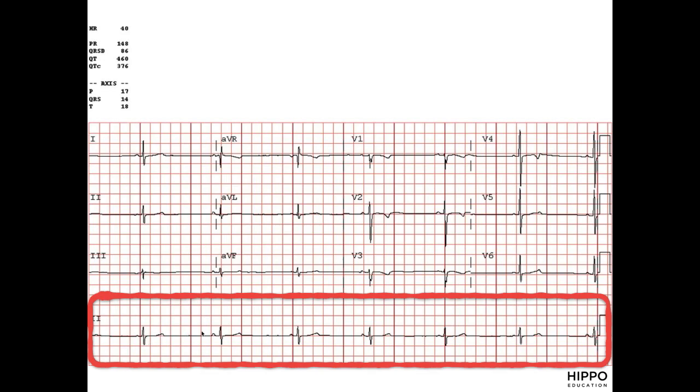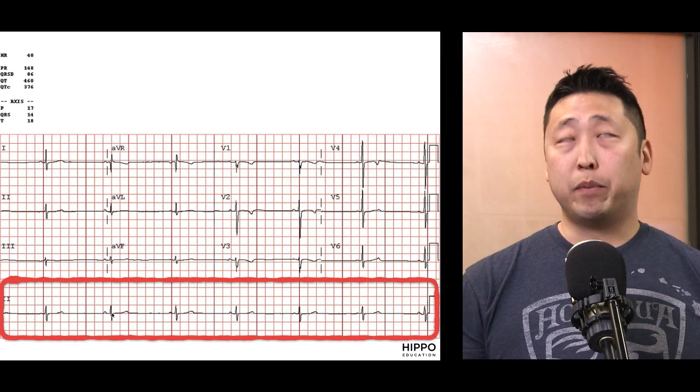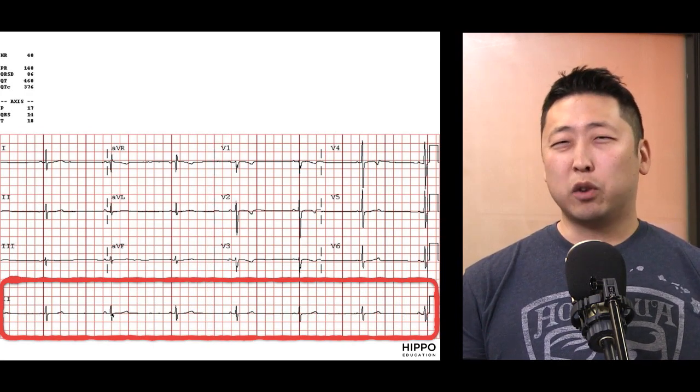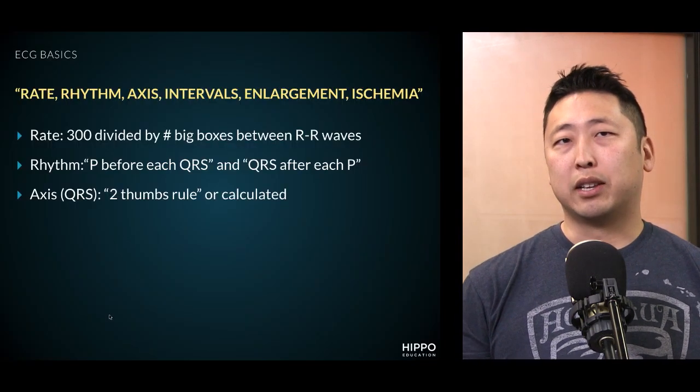You can see here, look at the R to R interval, right? Or the R to R wave. You can see, count with me, 1, 2, 3, 4, 5, 6, 7, 8 boxes, right? So there's 8 large boxes between the RR. 300 divided by 8, it's about 40-ish. And you can see that the rate up here, yeah, it's about 40. Okay, that makes sense. And then again, look at the P. There's a QRS after every P, and there's a P wave before every QRS. There are other more specific criteria to determine normal sinus rhythm, but this is normal sinus rhythm.